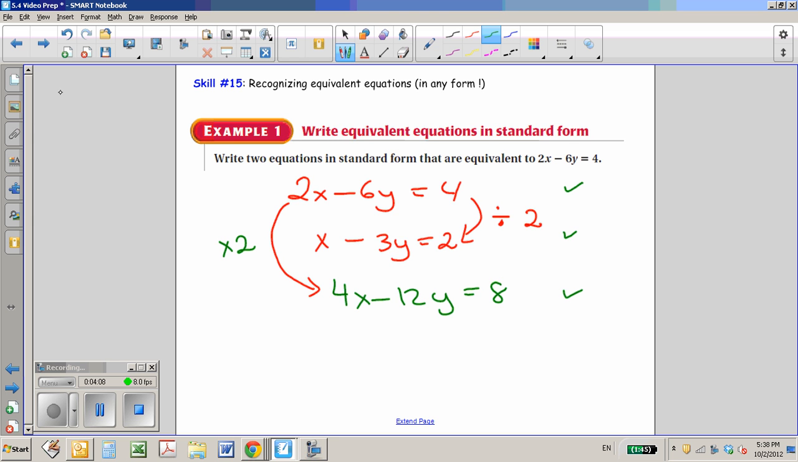Okay, so if you can simplify, do so. If not, you can also make it more complicated to get more equivalent forms. And this is something that could be done with any form. I can also give you a slope-intercept form and ask you to give me an equivalent equation, and you can simply multiply everything by 3.